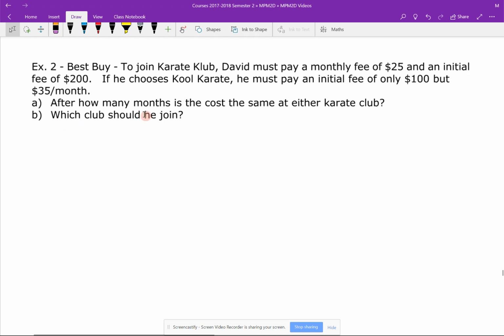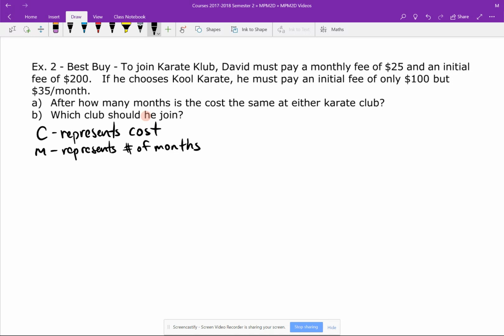So let's define our variables first. We're dealing with costs here. We're paying money. So we're going to say C represents cost. And we also have the number of months because we're paying a rate per month. So we're going to use the letter M to represent the number of months.